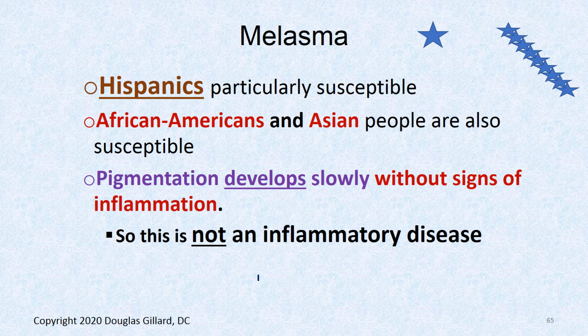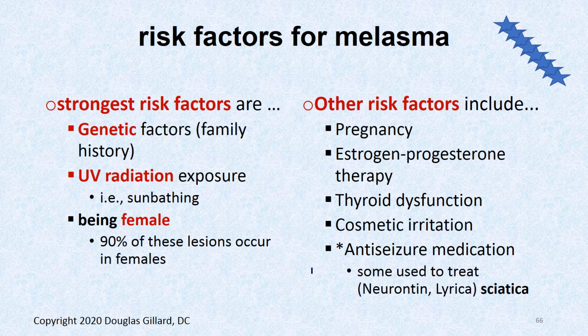Hispanics, my wife is Hispanic, and my daughters have these as well. So there's definitely a genetic connection to these things, but Hispanics seem to be particularly susceptible. African Americans and Asians can also get these, and are more susceptible than Caucasians. The pigmentation can develop very slowly. There's no sign of inflammation. This is not an inflammatory disease. I do like that test question because just about everything is inflammatory, but this is an example of a non-inflammatory condition.